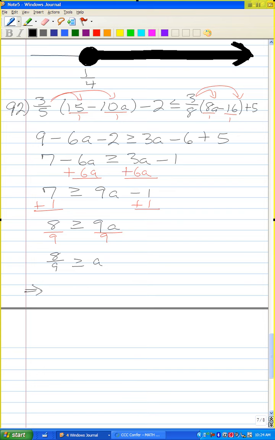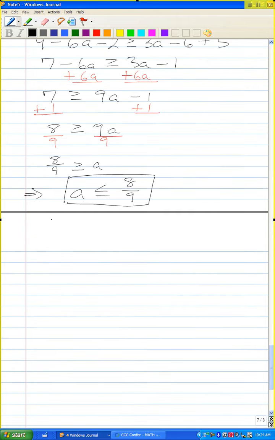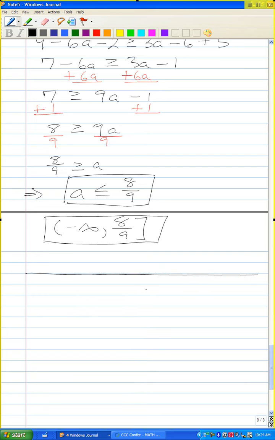I can rewrite this in standard form. So a is, notice that the inequality is pointing to a, so less than or equal to 8 over 9. This is the closed interval from negative infinity to 8 over 9. It includes 8 over 9 and everything less than 8 over 9.